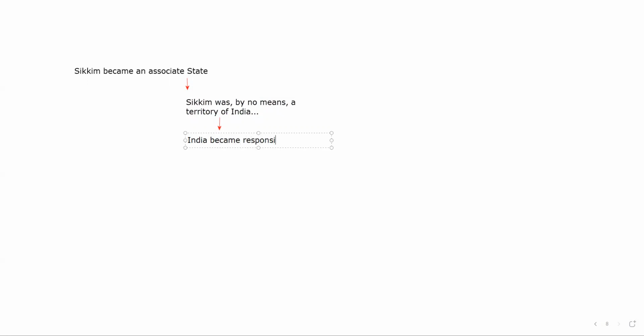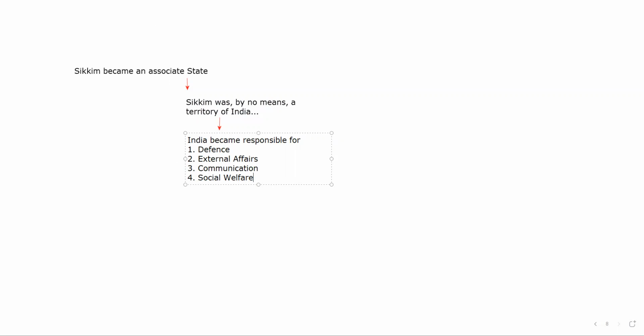India became responsible for what? Number one, defense of Sikkim. Number two, external affairs of Sikkim. Number three, communication. And number four, the social welfare of the Sikkimese people. So India became responsible for all this, right?